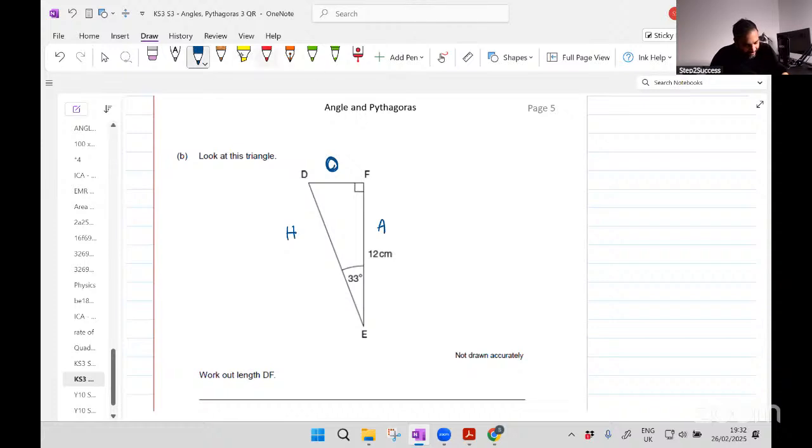You then identify which sides you care about. You're trying to find DF, so that's this one, and you know that one. So we're going to use SOHCAHTOA, which won't mean anything to you if you've not done trigonometry.